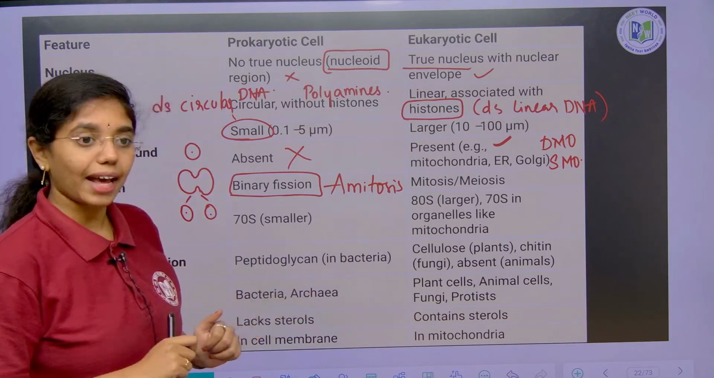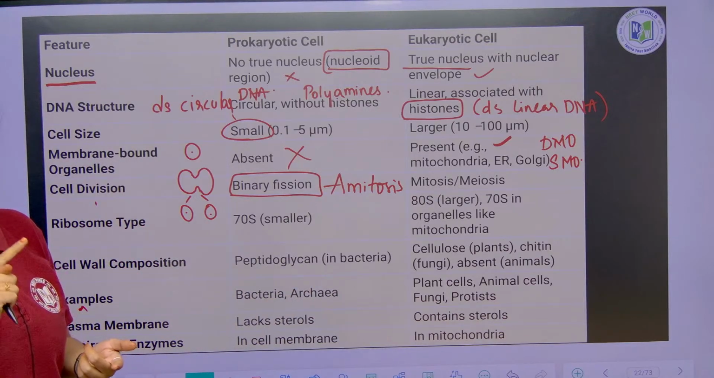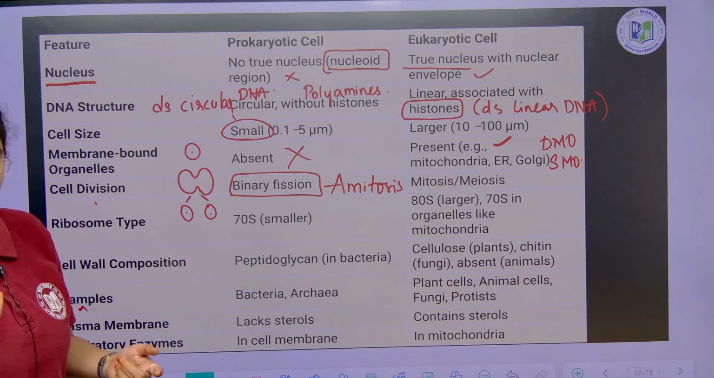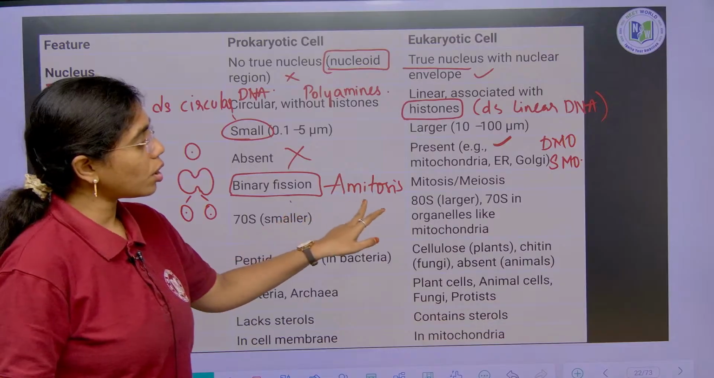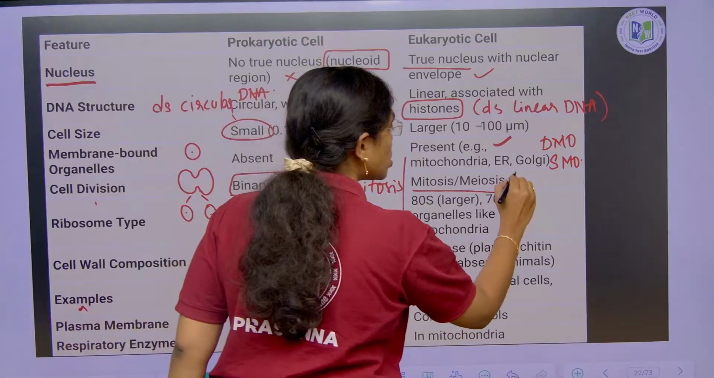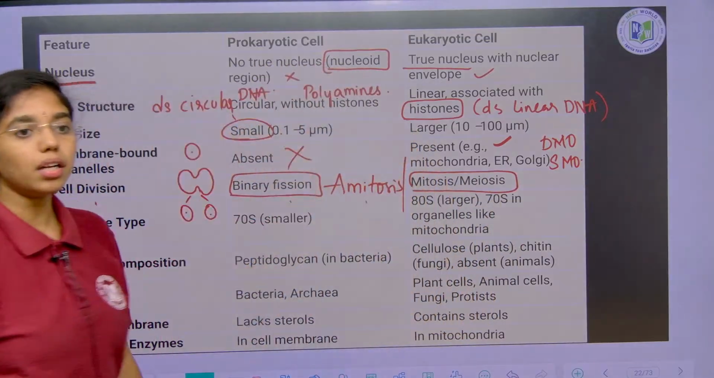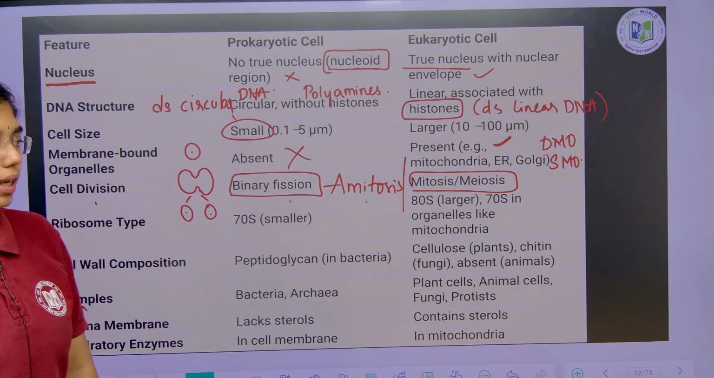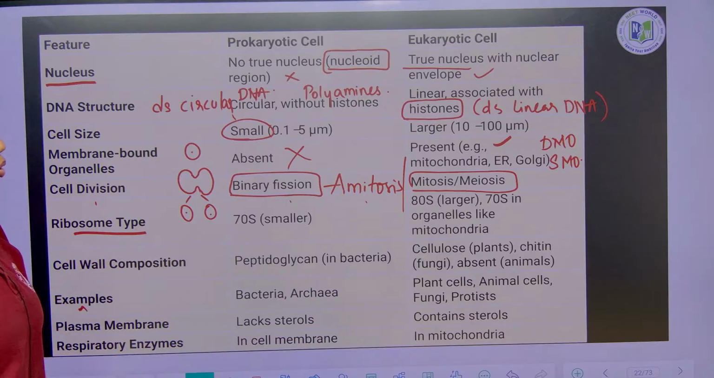Cytokinesis, after that karyokinesis is. Binary fission is also known as what? Amitosis, whereas mitosis will take place in eukaryotic cell. Clear, right? And then ribosome type.